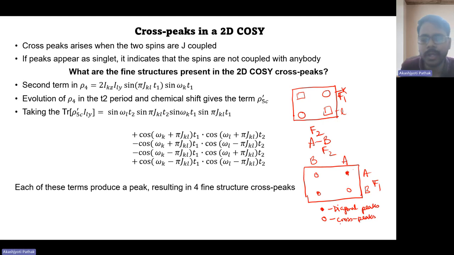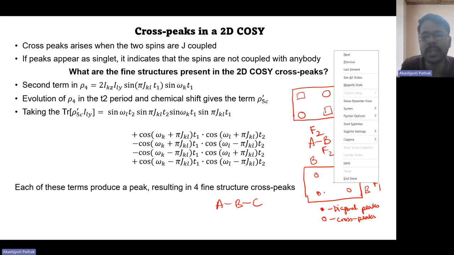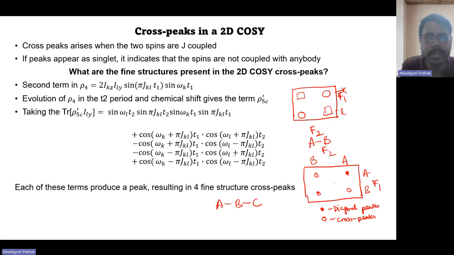Now, how will we understand what the fine peaks present in the cross peaks are? If the peak appears as a singlet, it indicates that the spin is not coupled with anybody. For example, if you have a three spin system, consider three spins A, B, and C. If you get any peak which does not have a corresponding cross peak, then that would mean that it is not coupled to any other spin.